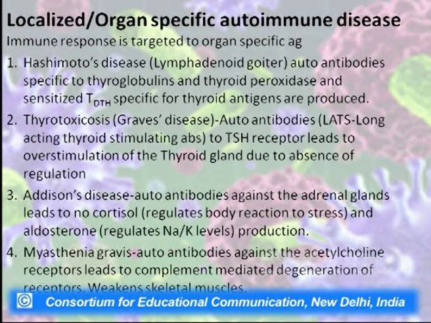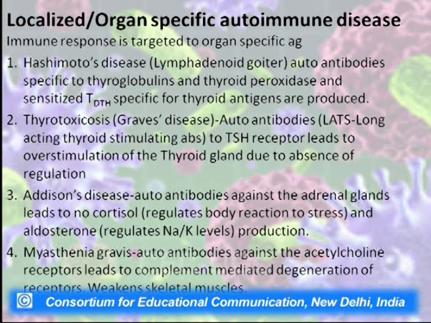Now, coming first to the localized or organ specific autoimmune diseases. Now, immune response here is targeted to certain organs. For example, maybe to certain specific antigens present on the cells of that organ. For example, in case of Hashimoto disease, which is also called lymphadenoid goiter, autoantibodies specific to thyroglobulins and thyroid peroxidases are produced, and sensitized TDTH cells, which are specific for thyroid antigens, are produced.